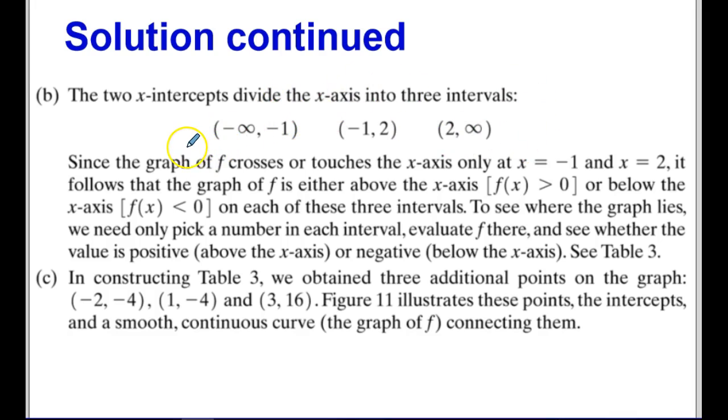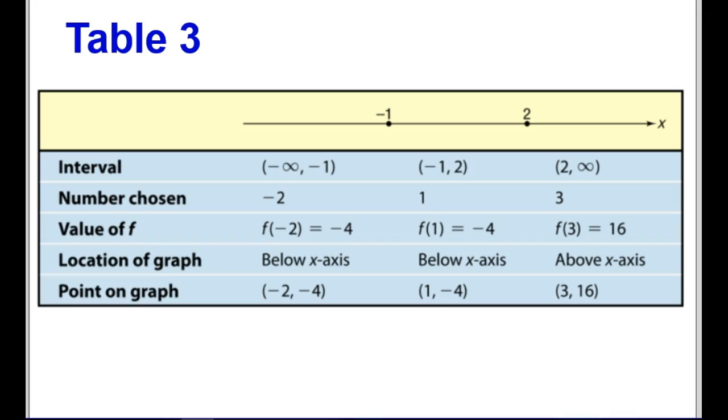So I pick a number in each piece. I would pick a value that falls below negative 1, a value that falls between negative 1 and 2, and a value that falls between 2 and infinity, so above 2, and plug that into my function and see what we can see here. Okay, so here are my intervals.